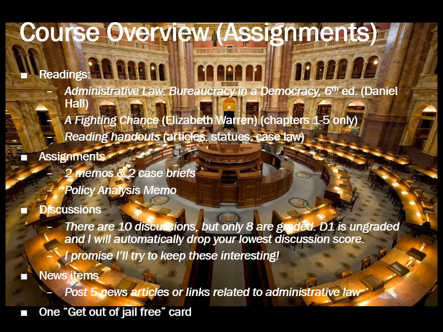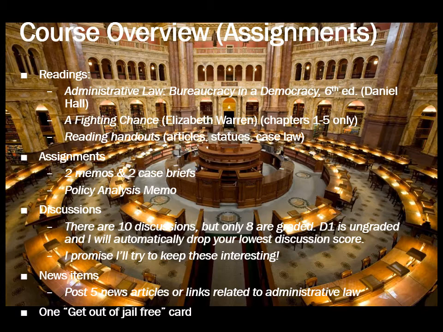Although each of you is going to have to turn in your own case briefs and memos, there will be collaborative discussion boards available so that you can ask questions, bounce ideas around, and generally assist each other in deciding how to answer the assignment questions.